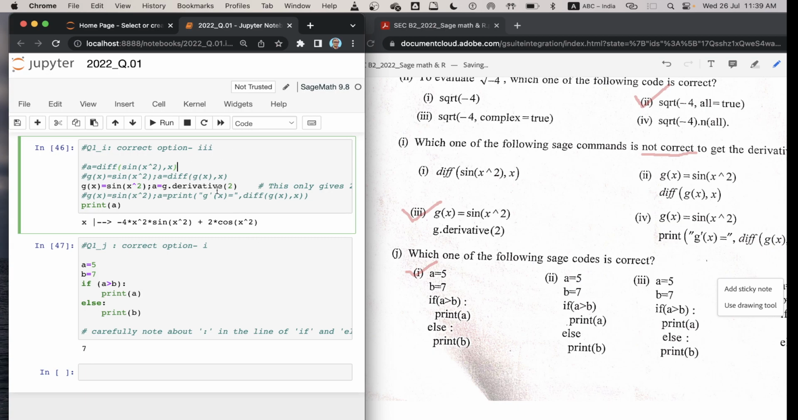This is not correct for the first order derivative, because here option 3 gives the second order derivative of f(x) equals sine x square.